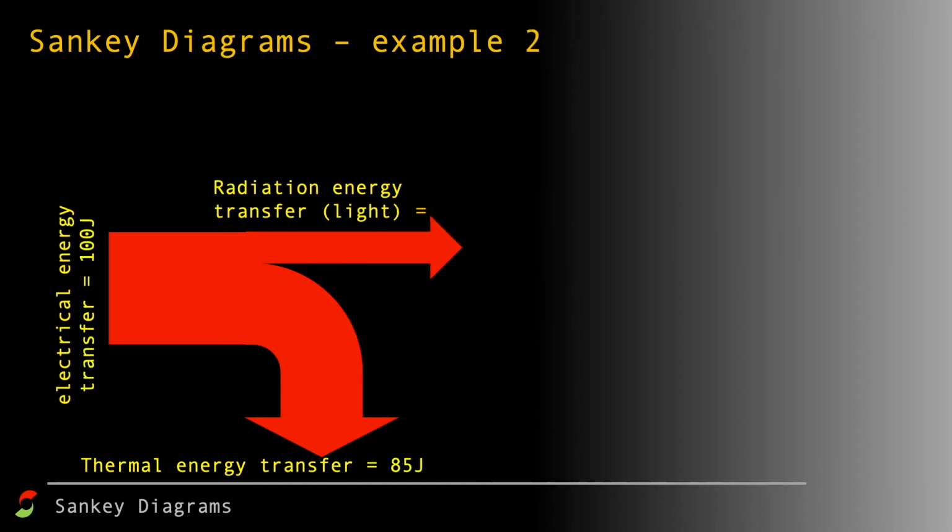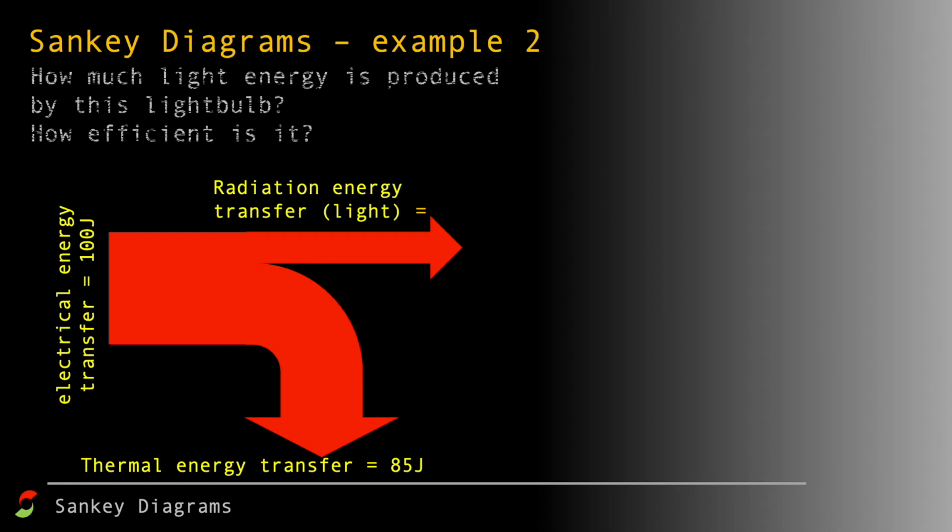So let's try another example, and we're looking at this Sankey diagram to work out how much light energy is transferred away from the light bulb. So we've got 100 joules of electrical energy being transferred to the light bulb, and we've got 85 joules being wasted or dissipated to the surroundings in the form of thermal energy transfer.